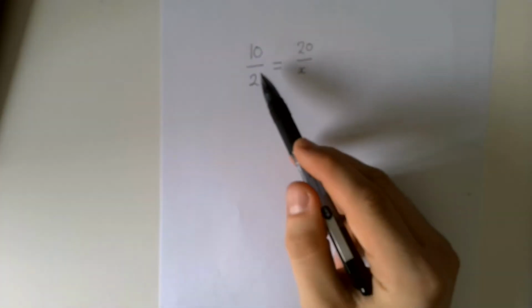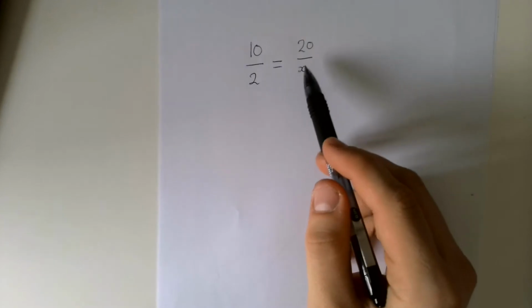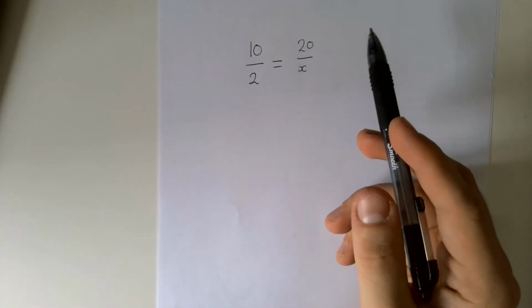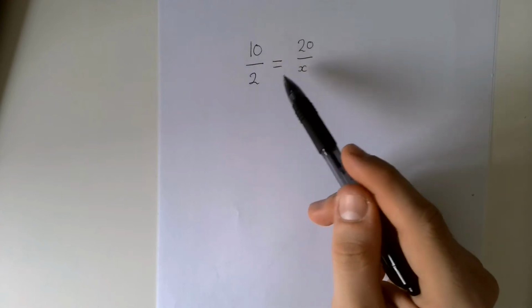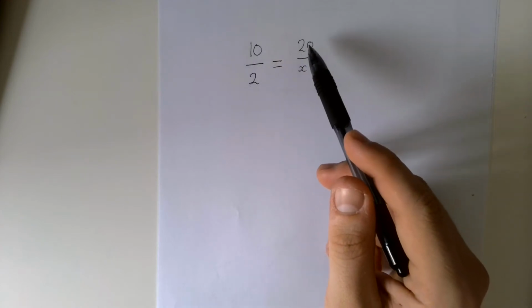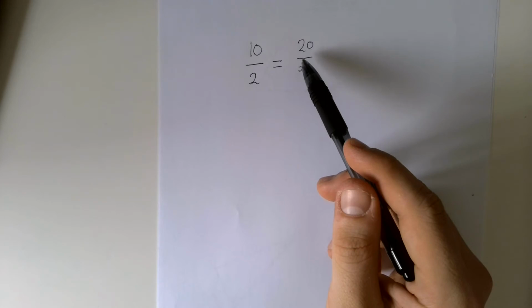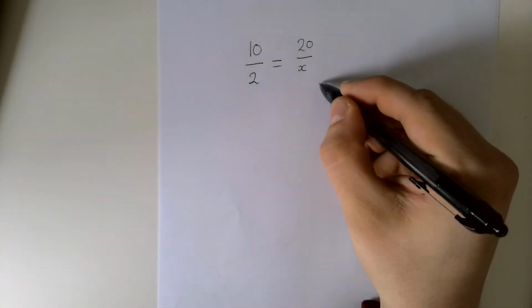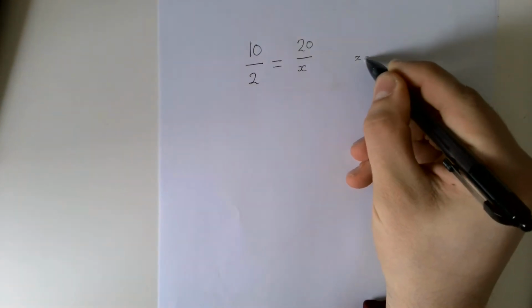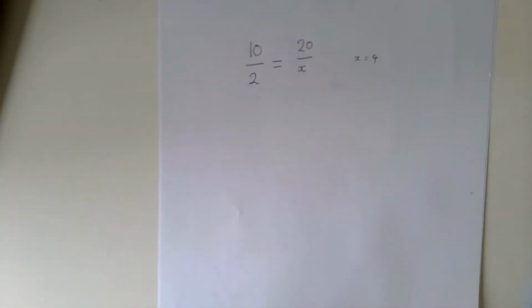So 10 over 2 is equal to 20 divided by what? If we wanted to solve that equation, 10 divided by 2 is 5. So what do I have to divide 20 by to make it 5? I'm going to have to divide it by 4. So here x equals 4.